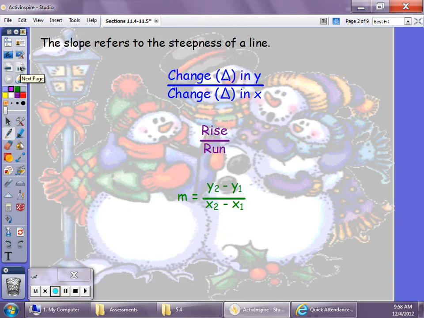Recall from Algebra 1, the slope refers to the steepness of a line. There are 3 different ways in which you can refer to slope. The first is your change in y over your change in x. Remember that the triangle means change. In a graph, you can refer to slope as the rise over the run. Or, given 2 ordered pairs, you can use your slope formula. So remember, m means slope. So you can take y2 minus y1 divided by x2 minus x1.